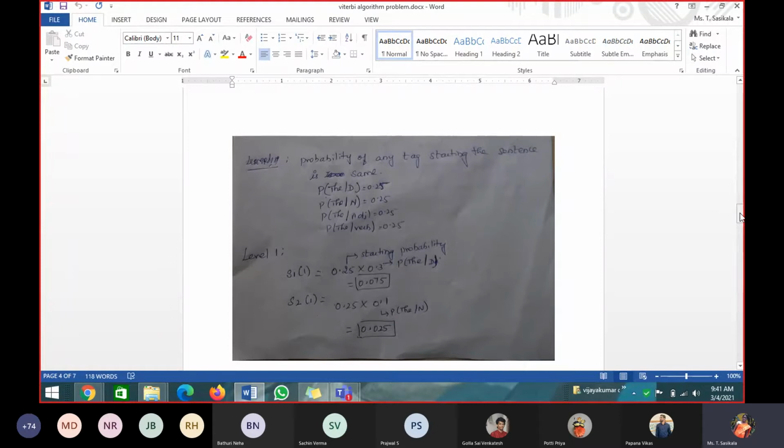Next one, what is given in the problem is that the probability of any tag starting the sentence is the same. Yes or no? Whether the sentence is given in the problem, the probability of any tag starting the sentence can be the same.